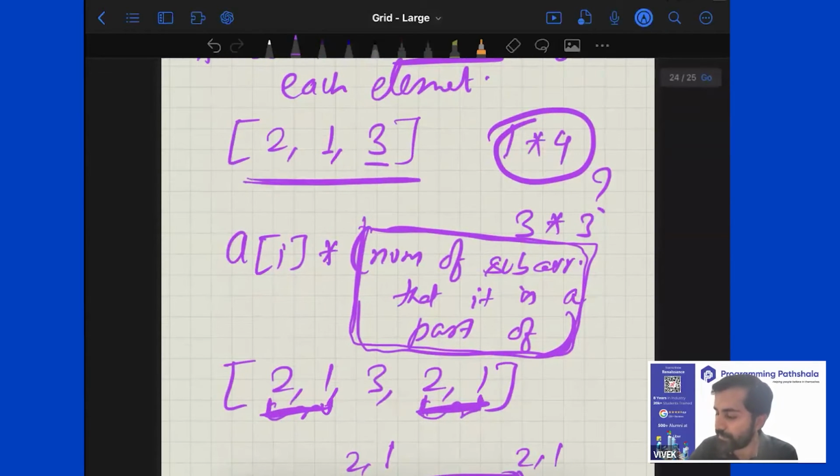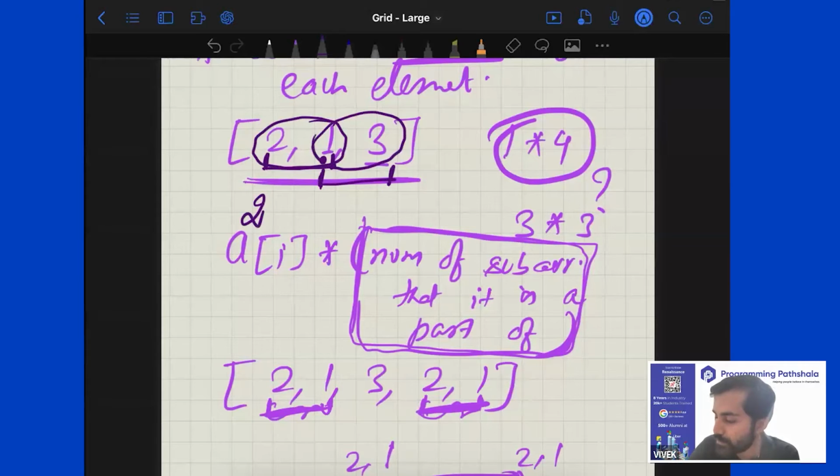Let's say this is 2, comma 1, comma 3. You want to consider the contribution of 1. Can I say that any subarray which starts at this or this and ends at this or this will definitely pass through 1, right? I can definitely say that. So how many options do I have for choosing my starting point? 2. And how many options do I have for choosing my ending point? 2. So 2 into 2 is 4. So there are 4 subarrays which will contain 1. So the contribution of 1 will be 1 multiplied by 4.